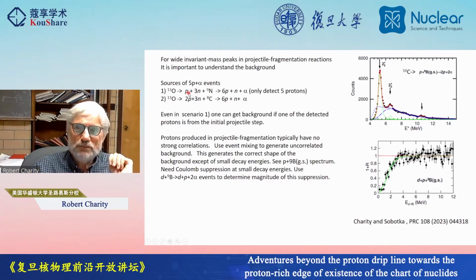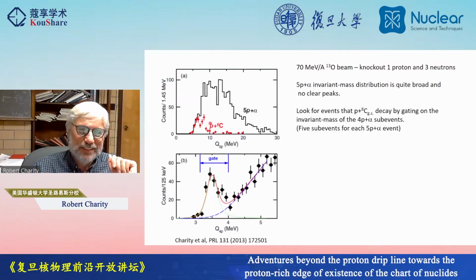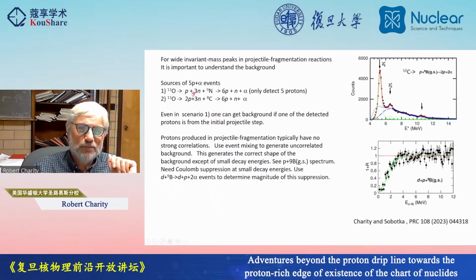However, as we said, we found events where we have a proton plus carbon 8. You can create carbon 8 by another scenario, that's 2. In this case you break up the projectile into 2 protons plus 3 neutrons and carbon 8. If you detect the decay products of carbon 8 and one of these protons, that will make a p plus carbon 8 event. So that's what we found here. These are p plus carbon 8 events. Do they come from this scenario, or do they come from this scenario?